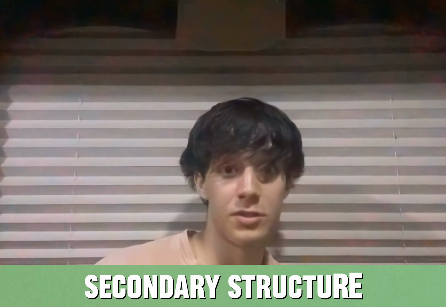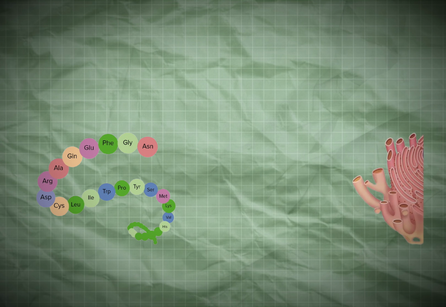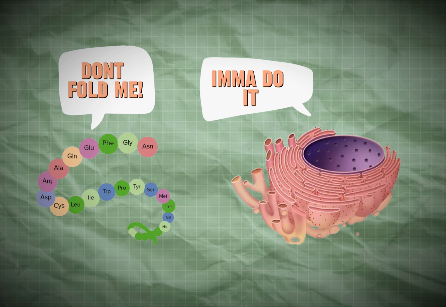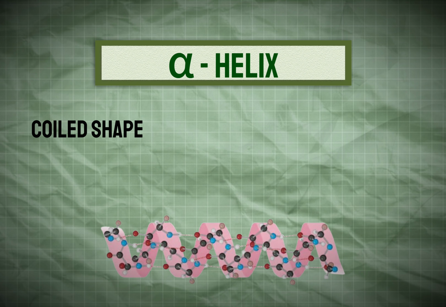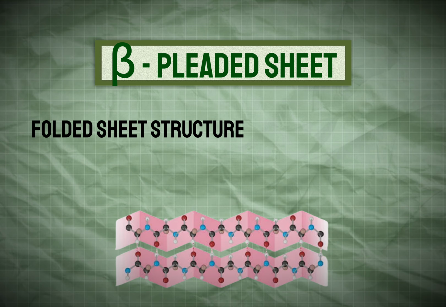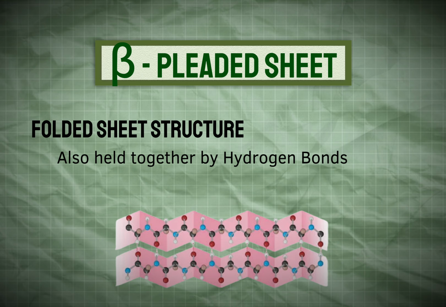Now onto the secondary structure. This is where things get a little bit more complicated. This involves taking the amino acid chain from the primary structure and folding it into patterns, such as the alpha helix, a coiled shape held together by hydrogen bonds, and the beta-pleated sheet, a folded sheet-like structure also stabilized by hydrogen bonds. Next, we have the tertiary structure.